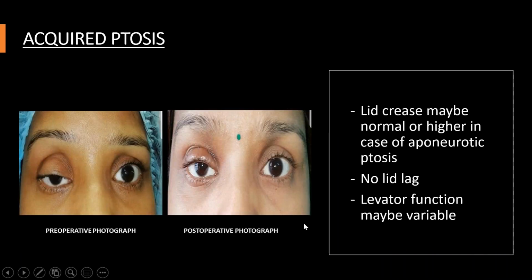Okay. Then some particular things about acquired ptosis is that the lid crease in some may be normal, or in cases where there is aponeurotic ptosis because of dehiscence of the LPS, this might actually go upwards. So there will be a higher lid crease in aponeurotic ptosis. There will not be any lid lag, and the levator function can be variable. In some patients it will be good, in some patients it will be poor.